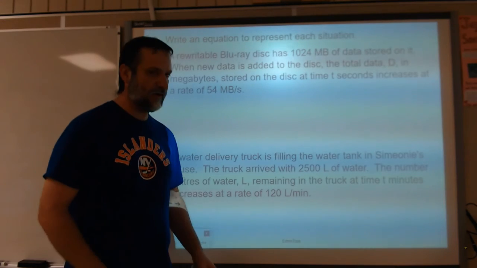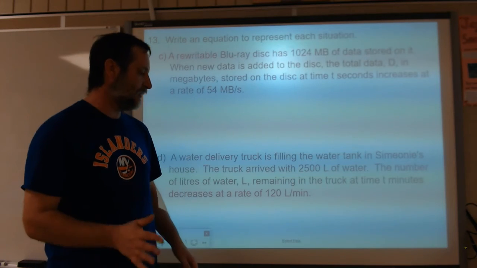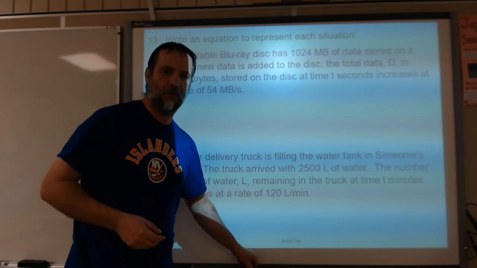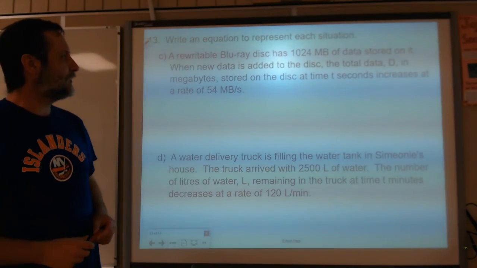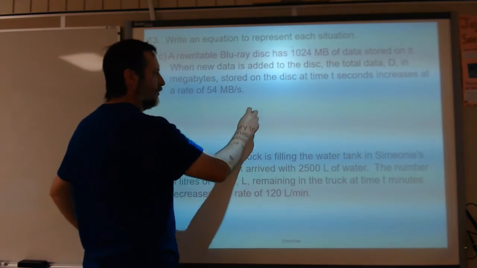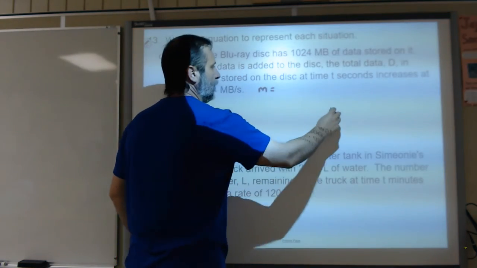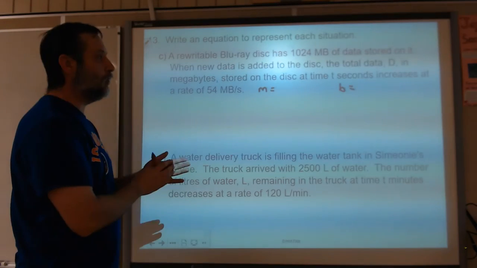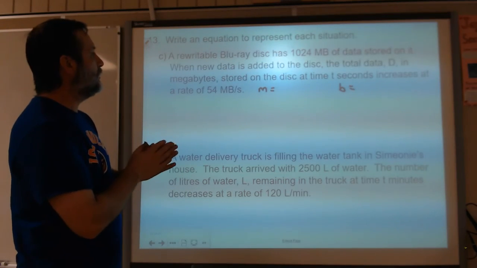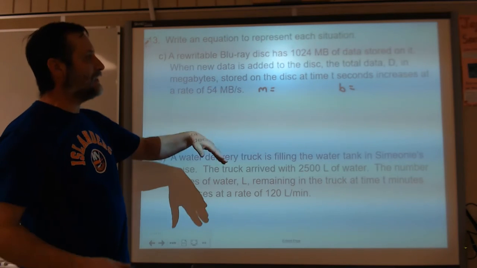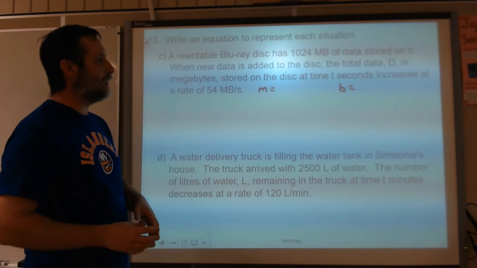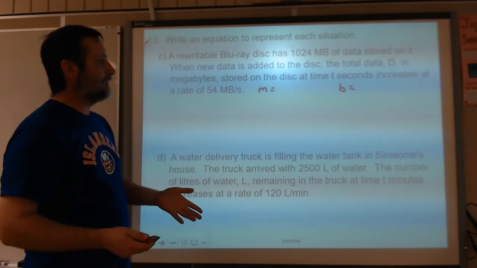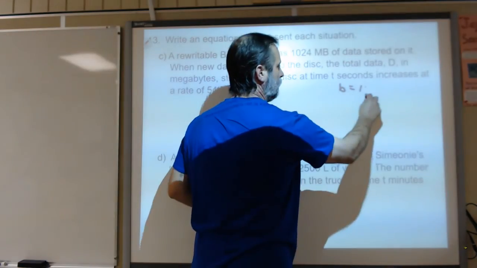For C, sometimes the wording can be confusing. This one, not a problem to work through, but be careful. The wording was a little tricky. We are still looking for a starting point. We are still looking for rate of change. So we're looking for a slope, rate of change, and our starting point. So a rewritable Blu-ray disc has 1024 megabytes of data already stored on it. That's a good starting point.